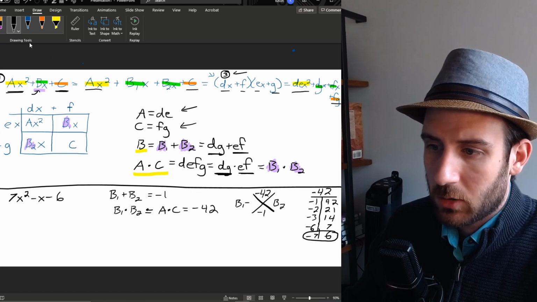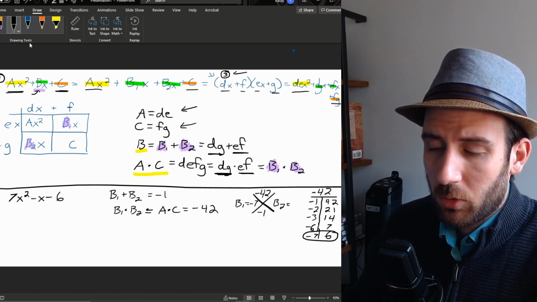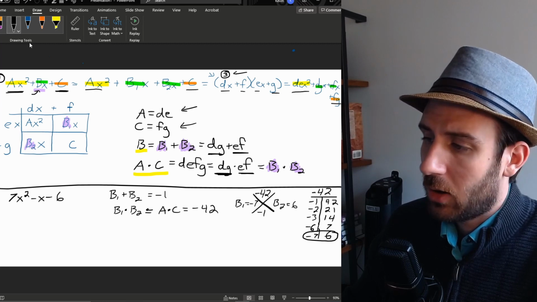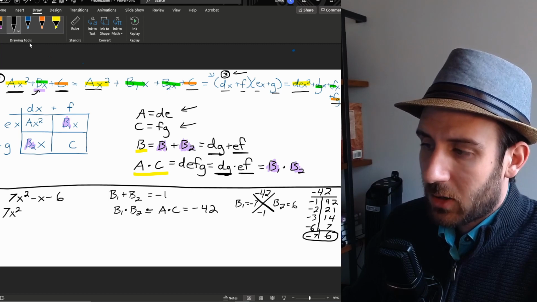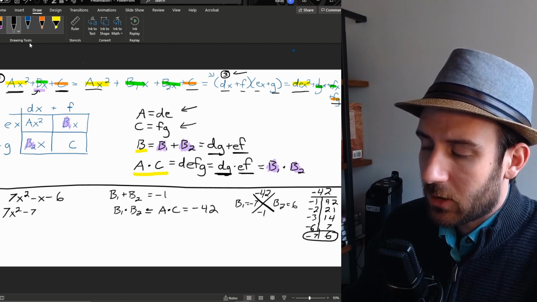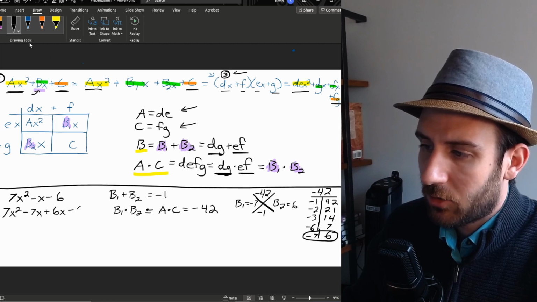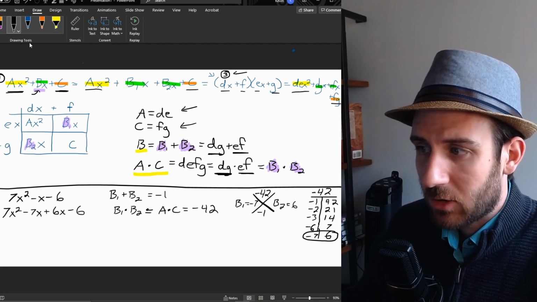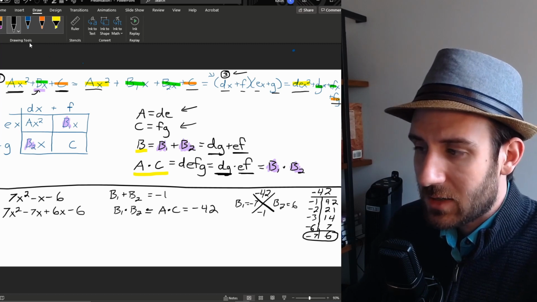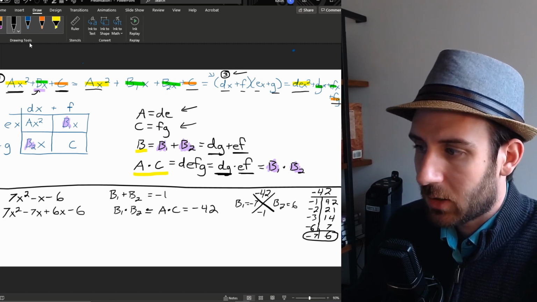So let's do B1 equals -7. Let's do B2 equals 6, and then work through our problem. I can start by splitting up my -x into those 2 numbers, -7x and then plus 6x. And then I'll do -6, carry that down. And then from here, I should be able to find a common side. I should have found everything that I need to now be able to do my grouping and then my regrouping.